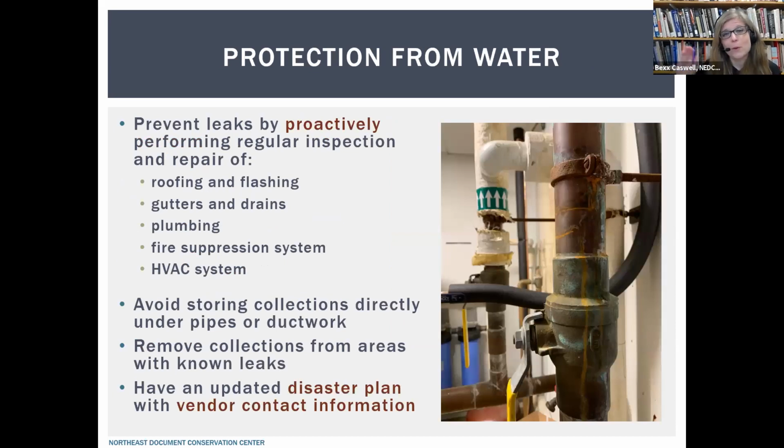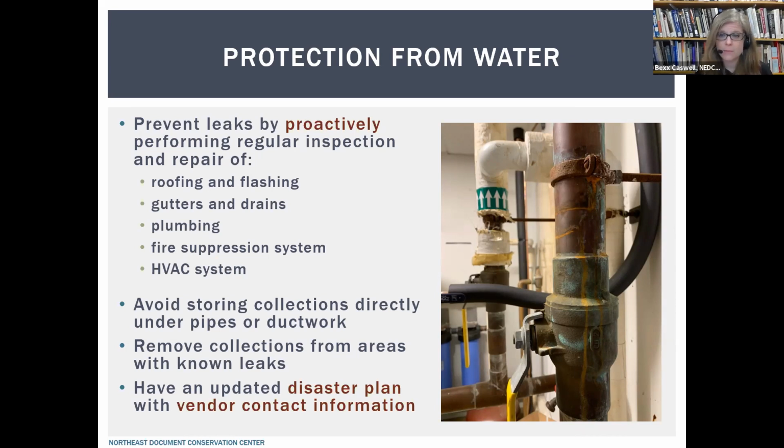And hopefully we can prevent water problems before they happen. And the best way to do that is just by doing some proactive maintenance and regularly inspecting and repairing certain parts of your building. So things like roofing and flashing, gutters and drains, plumbing, your fire suppression system, because of course sprinklers have water in the line, and maintaining your HVAC system. You want to avoid storing your collections directly under exposed pipes or ductwork if at all possible.